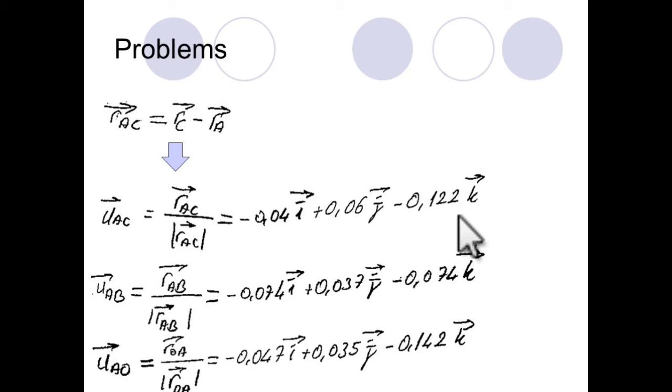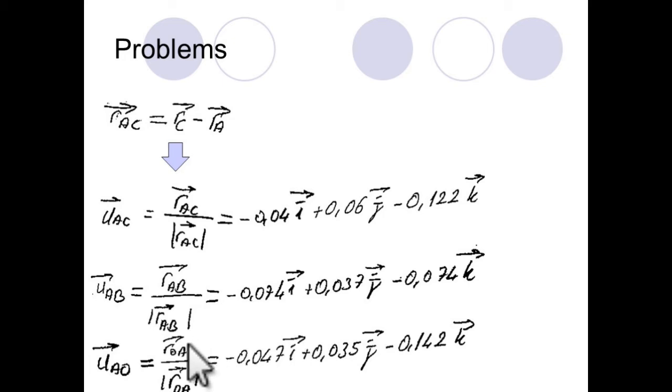Next we will calculate the unit vector A to B. We will do it again identically. First it is equal to RB minus RA, right? So it is again minus 0.074 I vector plus 0.037 J vector minus 0.074 K vector. Okay, so this is from A to B.